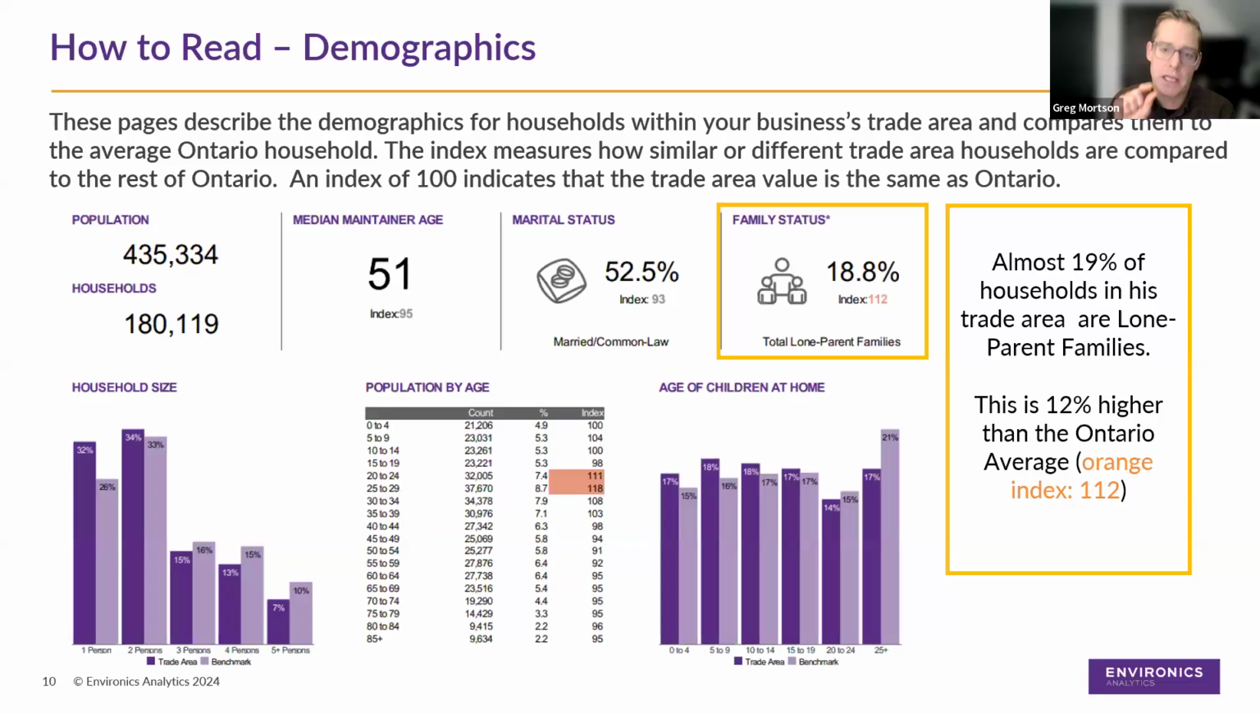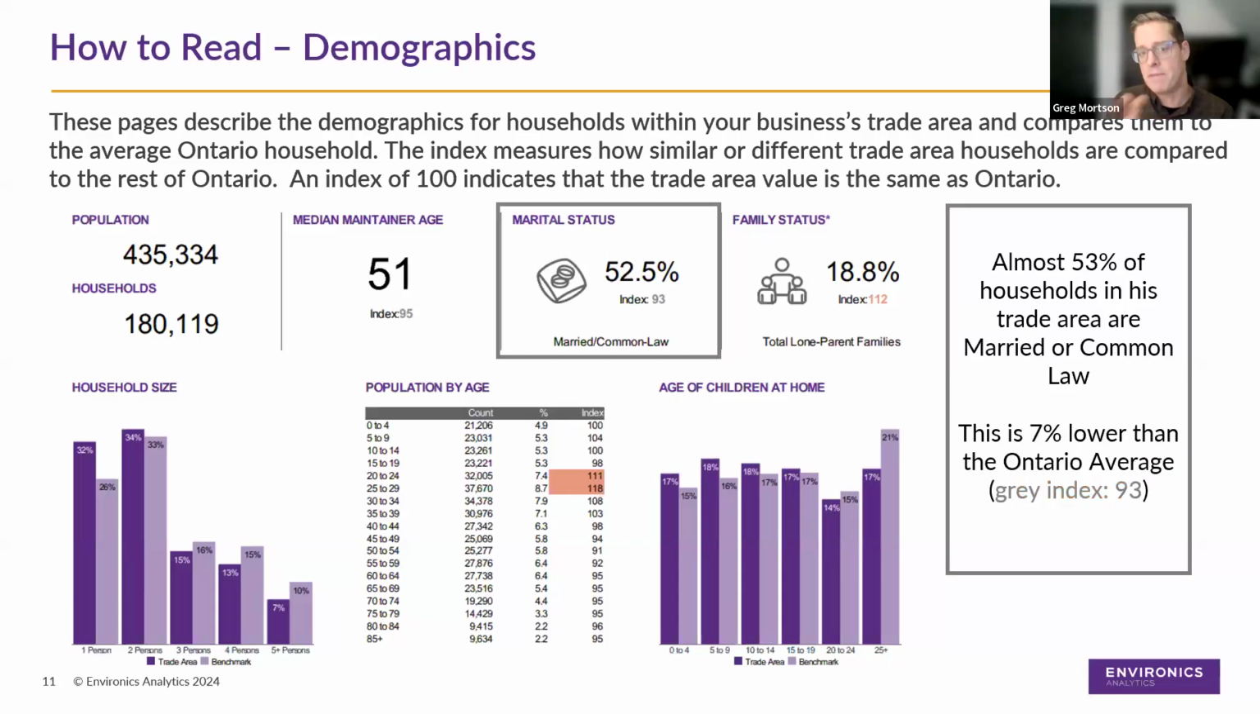And the index below that is telling me how that value compares to the rest of the province. So if Ontario has 18.8% total lone parent families, the exact same, that index value will be 100. So that's our baseline, an index of 100. Because this is 112, it's telling me that households within my trade area are 12% higher when looking at the percentage of total lone parent families. So this trade area is over-indexing for this variable.